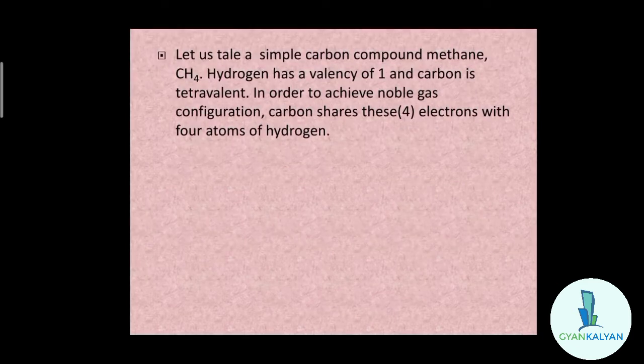So now we will see the formation of a simple carbon compound, that is methane. So methane को सबसे simplest carbon compound के नाम से जाना जाता है. So methane's formula, methane का formula है CH4, मतलब एक carbon atom और 4 hydrogen atoms. So let us see how it is formed. Hydrogen has a valency of 1. Okay, and carbon is tetravalent. So in order to achieve noble gas configuration, carbon shares these 4 electrons with 4 atoms of hydrogen. So let us see the formation.